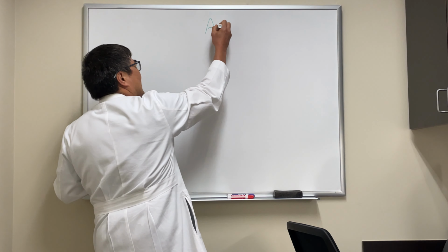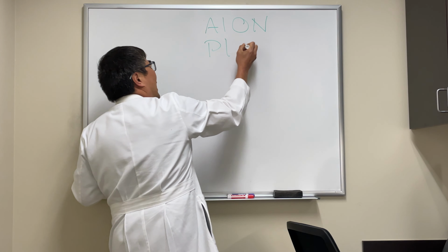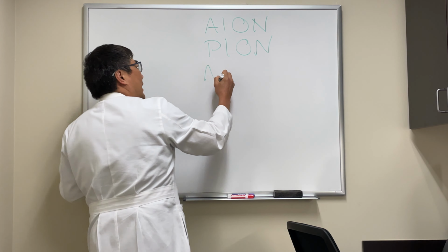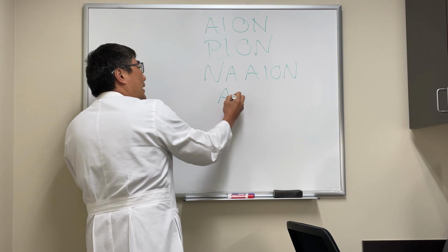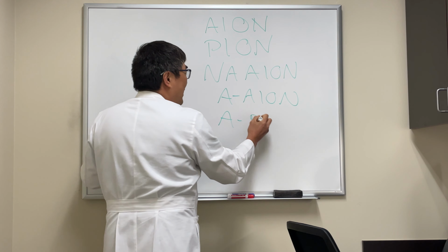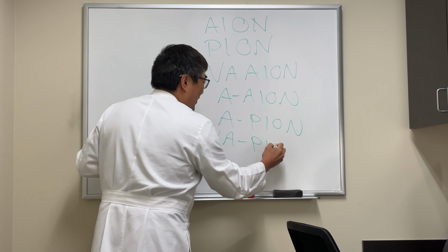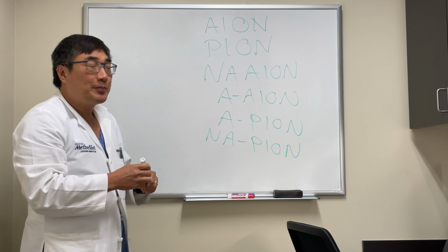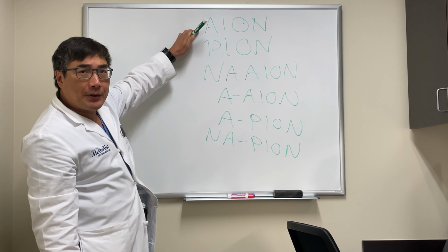So someone wanted to ask about what's the difference between AION, PION, NAAION, AAION, APION, and NAPION. That's a mouthful. So AION is anterior ischemic optic neuropathy.